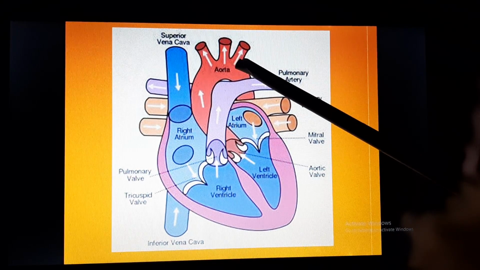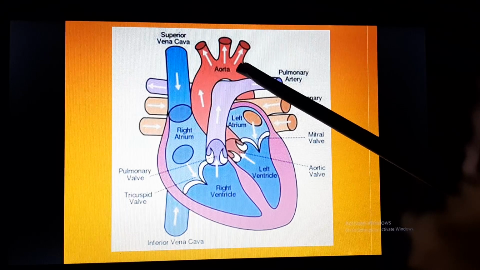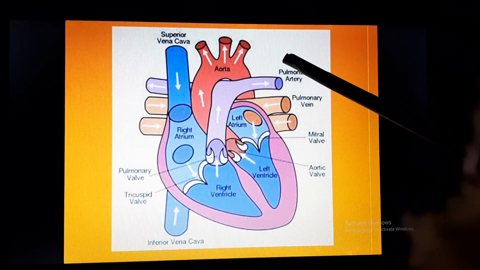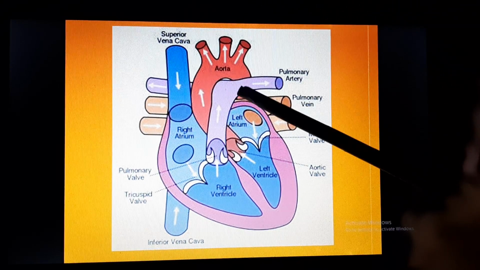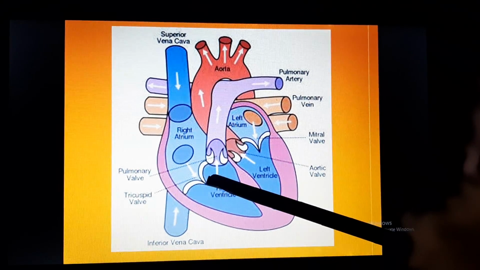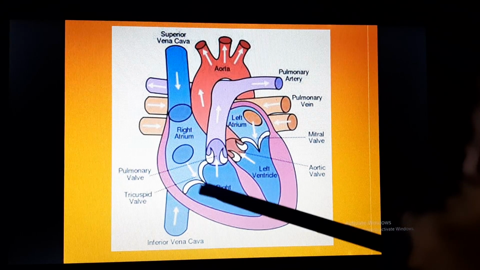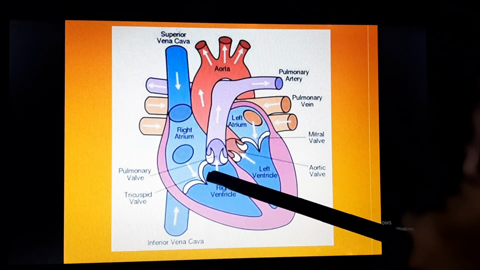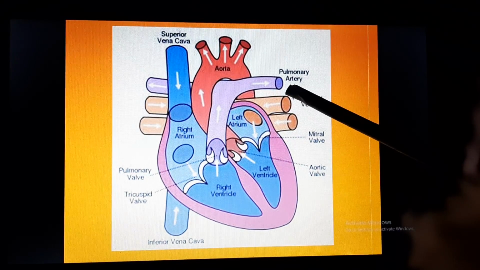And from our previous slide we had studied that aorta is the biggest artery. So through aorta it will go to all the body parts. Clear? So in our previous lecture we had studied that veins carry deoxygenated blood, whereas arteries carry oxygenated blood. But here there is one exception.